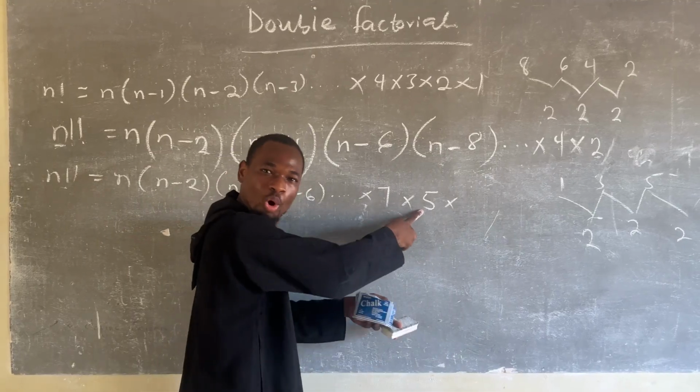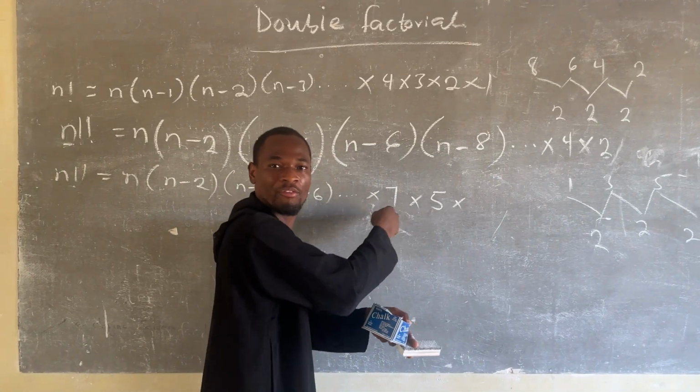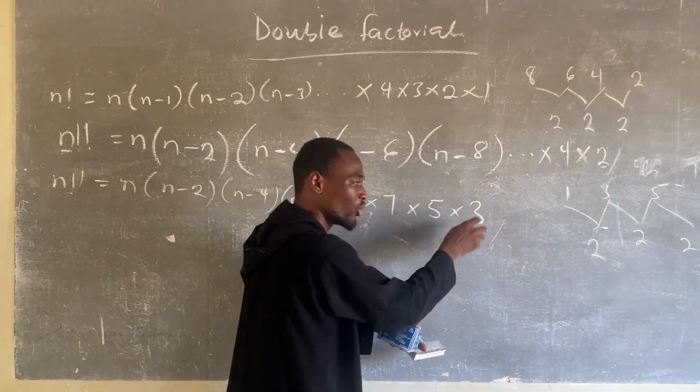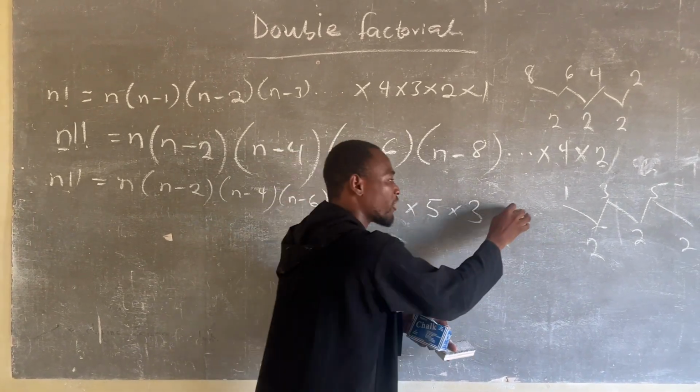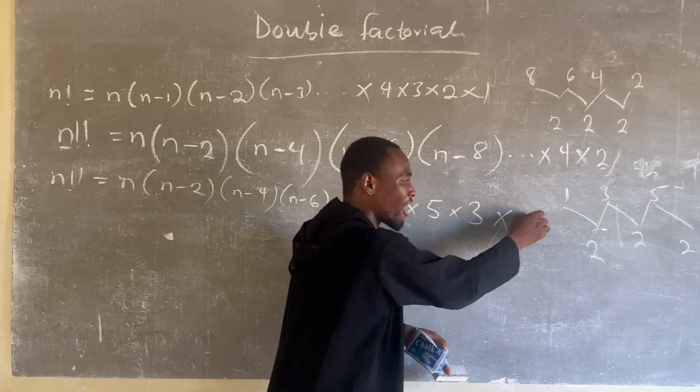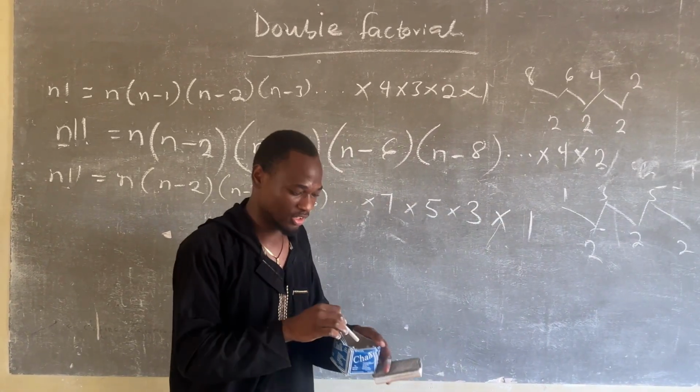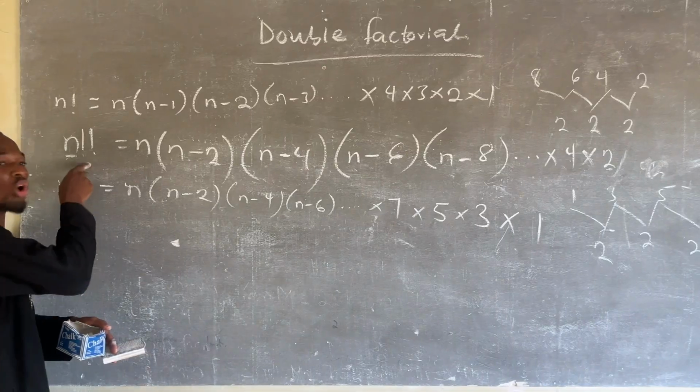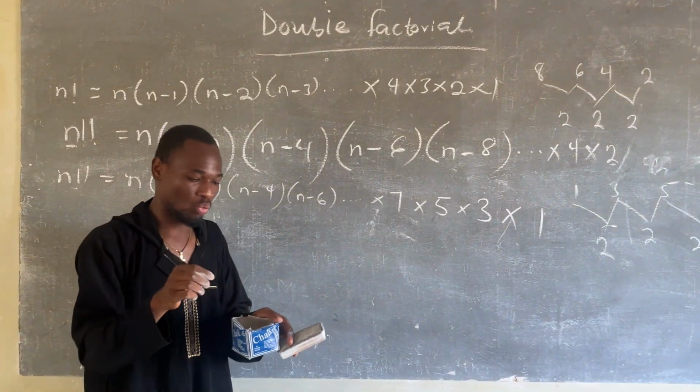So if I subtract 2 from 7, I get the next odd number. So if I subtract 2 from 5, what will I get? I'll have 3, which is also an odd number. So now if I subtract 2 from 3, what do I have? I have 1.